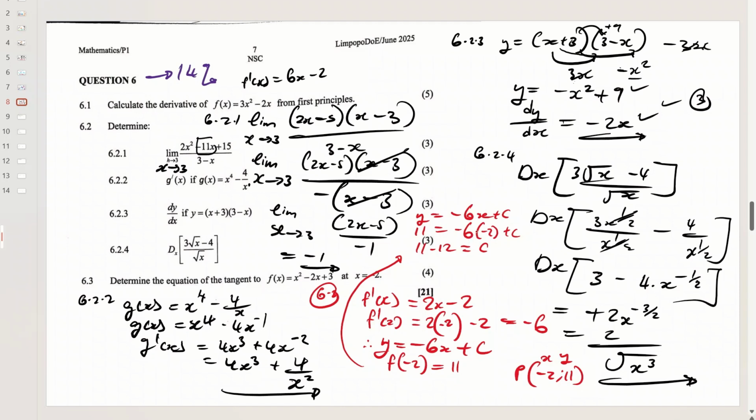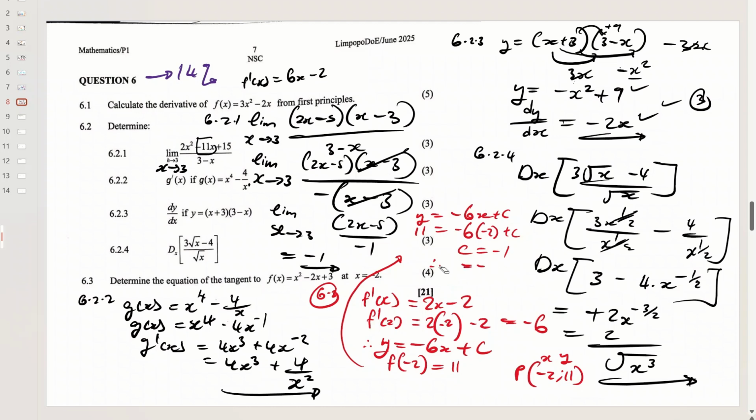Negative 6 times, what is this? Negative 6 times 2 is going to give you what? A positive 12. When you move it to your left, it's going to become a negative. Now, 11 minus 12, that's what? A negative 1. So you see now, it is negative 1. So therefore, the equation of this tangent line, it is what?